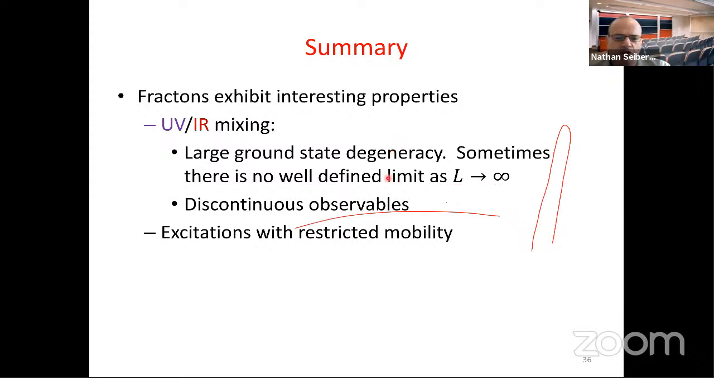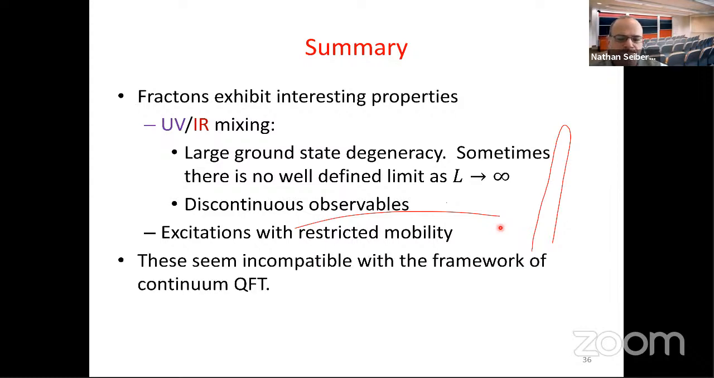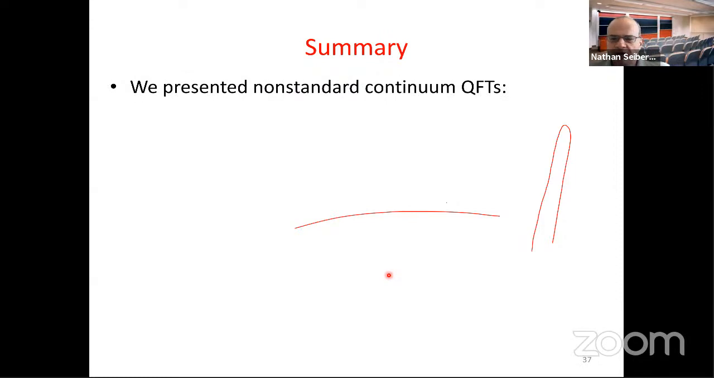And this part is closely related to the fact that the observables are discontinuous in the continuum limit, and therefore we have no choice but to use discontinuous fields. The other peculiarity of these systems is the excitations with restricted mobility, particles that are fixed at a point or are restricted to move along a line. And all these properties seem to be incompatible with the framework of continuum quantum field theory. So this is a big challenge, and yet we try to accommodate these ideas in quantum field theory.